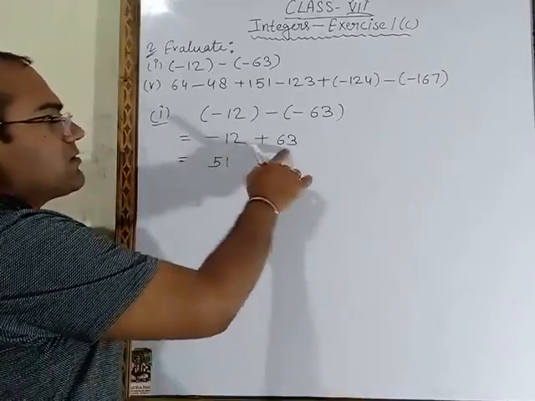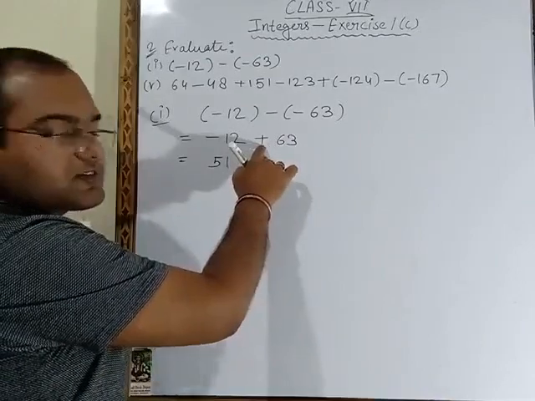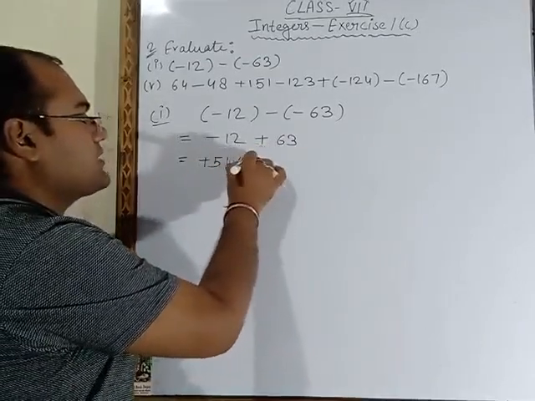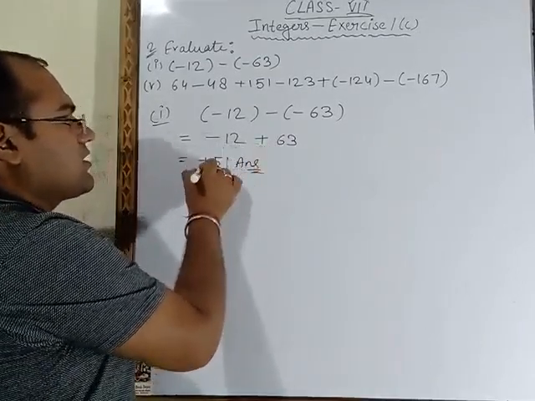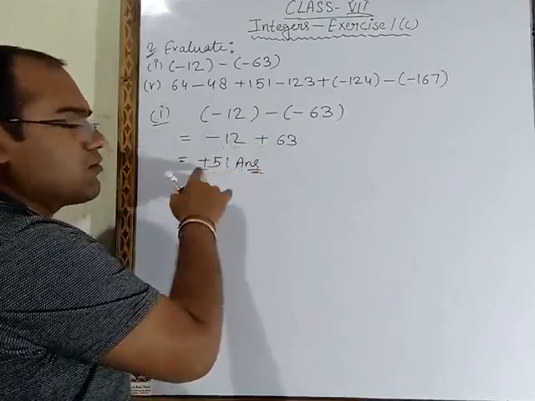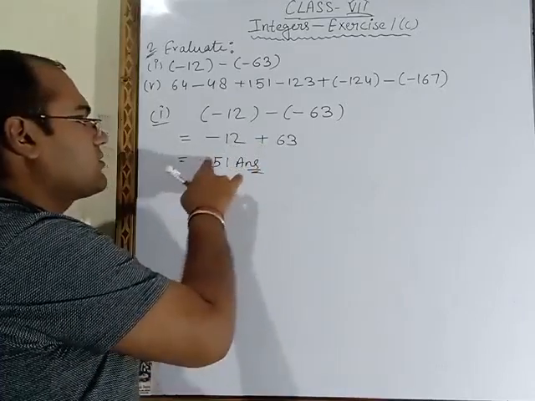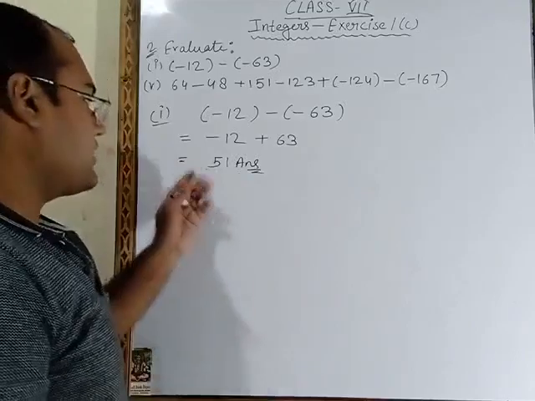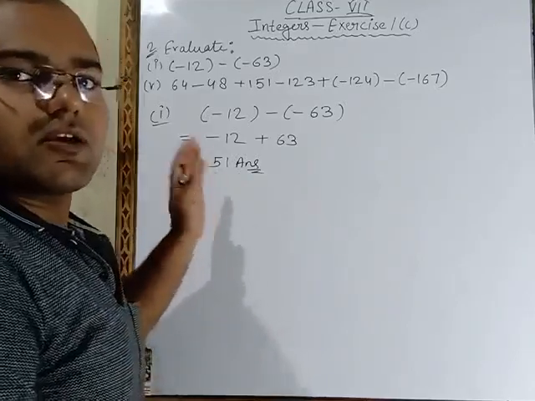Which one is greater here? 63 is greater. What is the sign of 63? Plus. So the answer will be plus 51. And this sign is not compulsory. Either you put the plus sign or not. It is optional. In the beginning, it is not compulsory to put the plus sign.